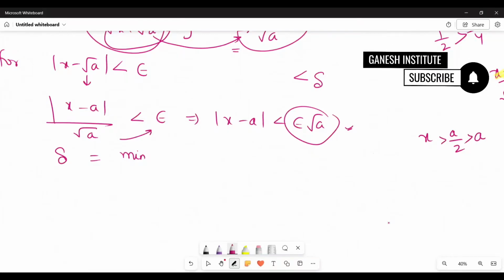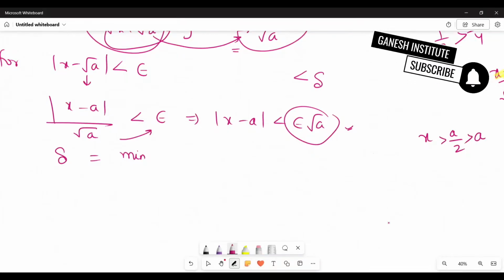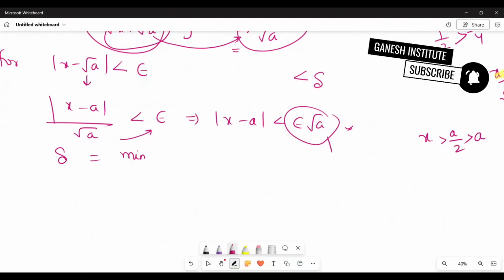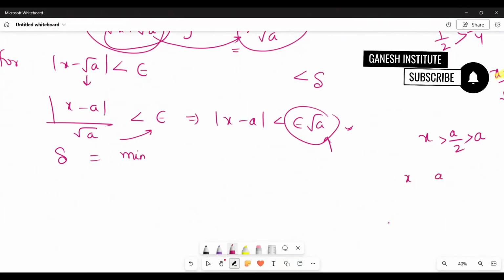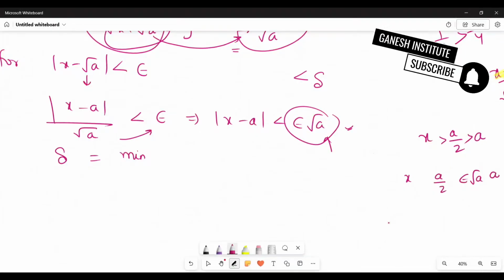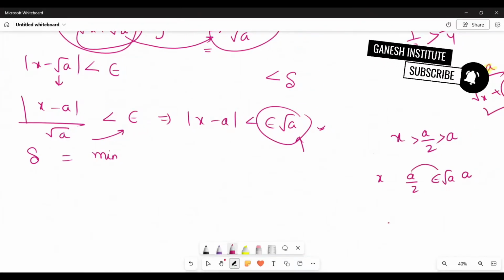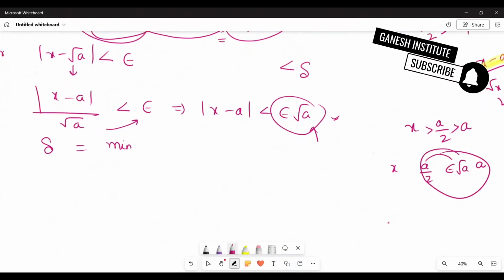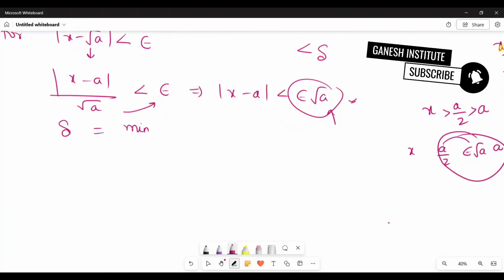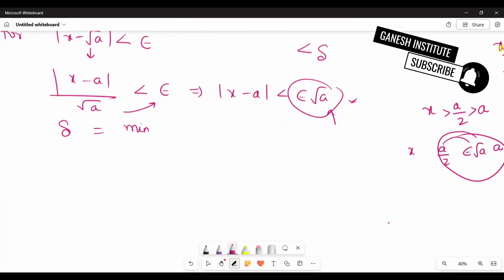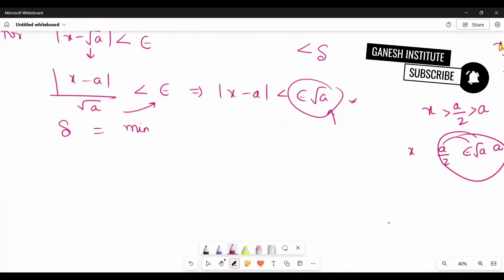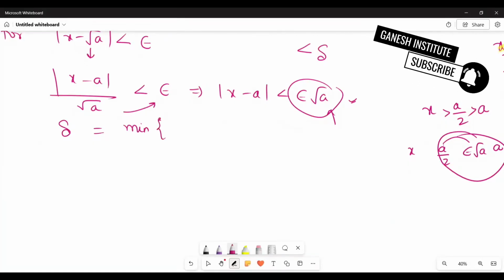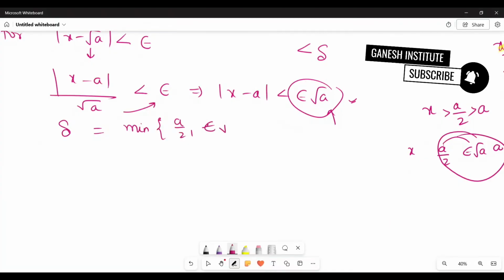Now you consider delta, which is somewhere in between this value also you've got. So you can have delta in between these two. You can say that it is minimum. You can take any of the minimum value and get your answer minimum than that. So you will say that, oh, it is not boundless, it has a boundary. Are you getting my point? Yes. So you are saying that minimum of a by 2 or epsilon root a you can take.